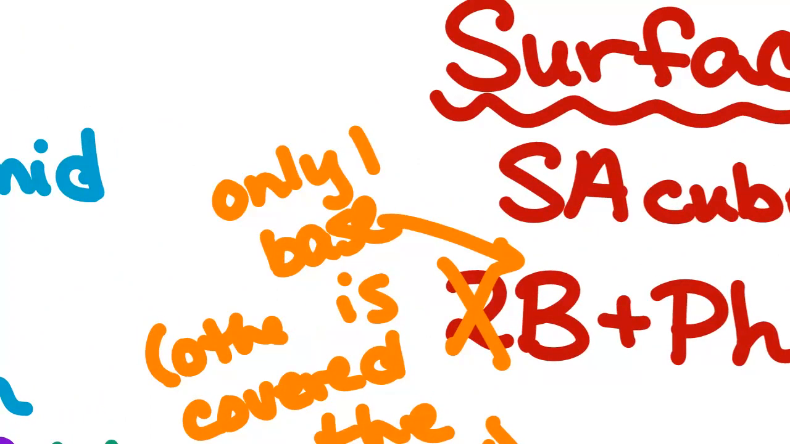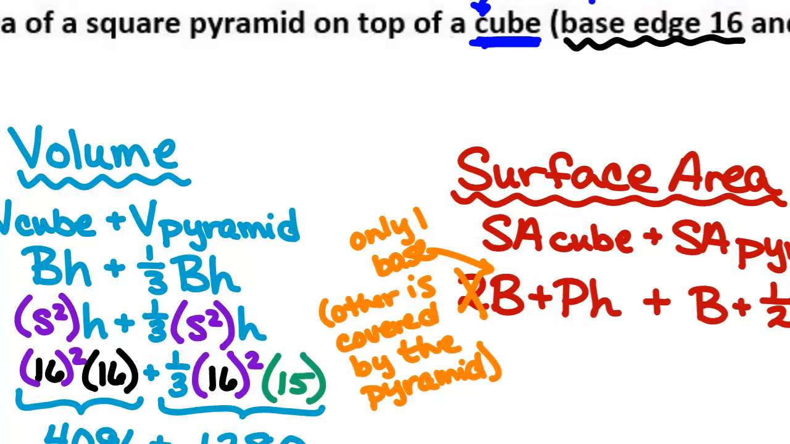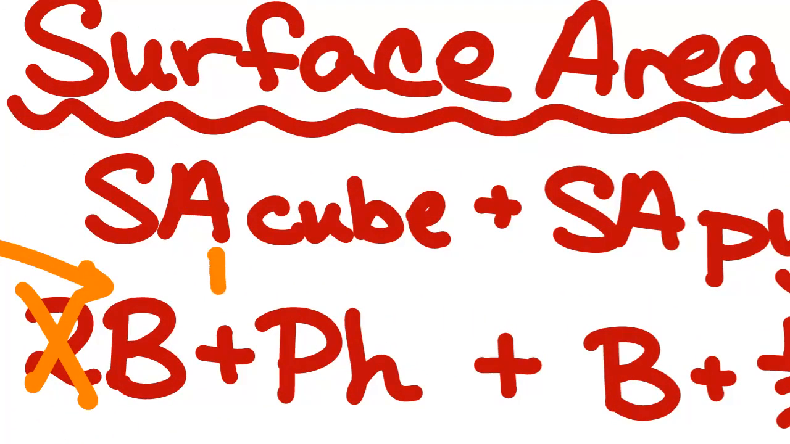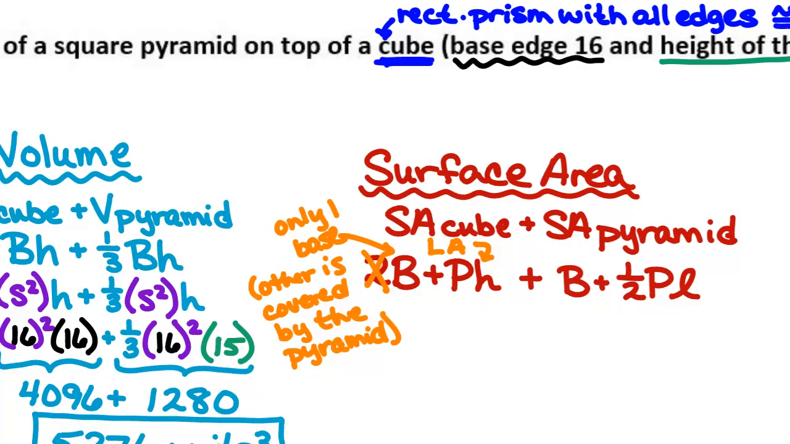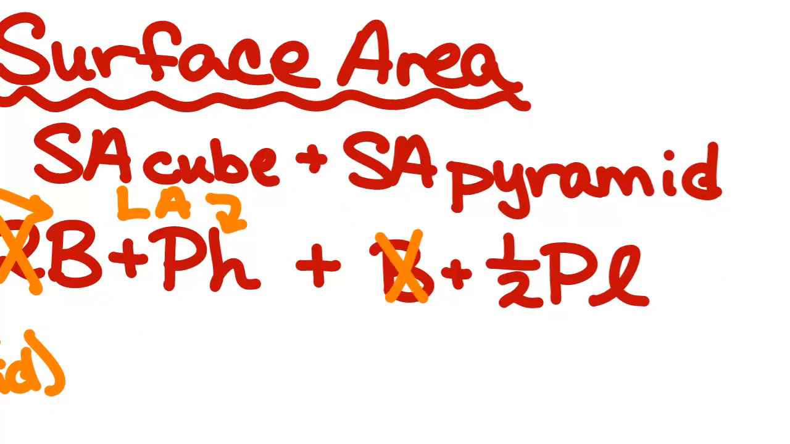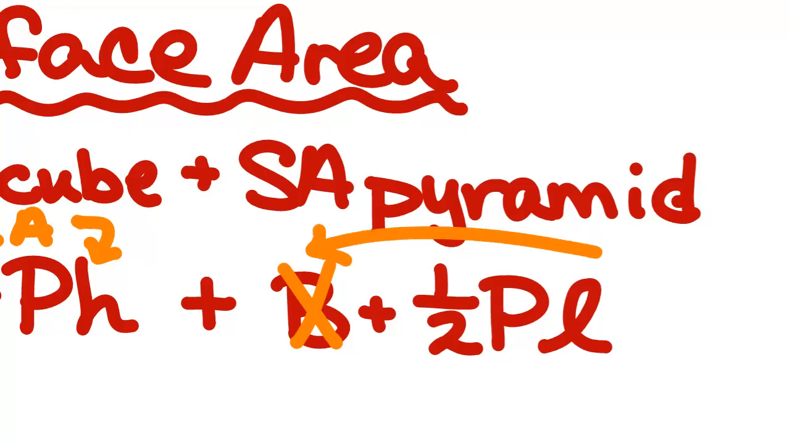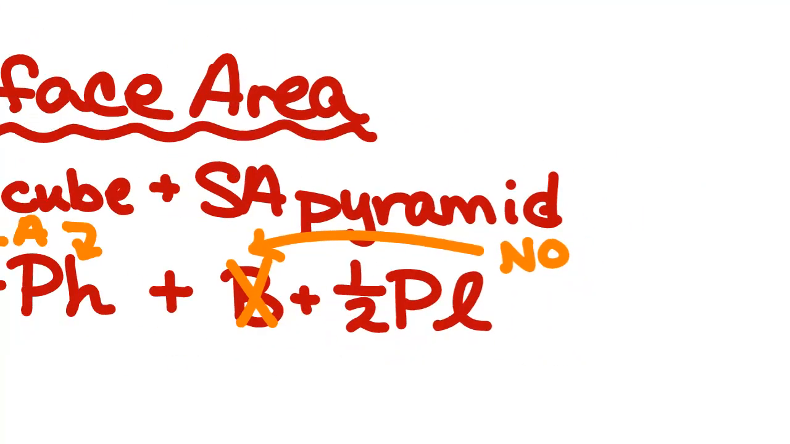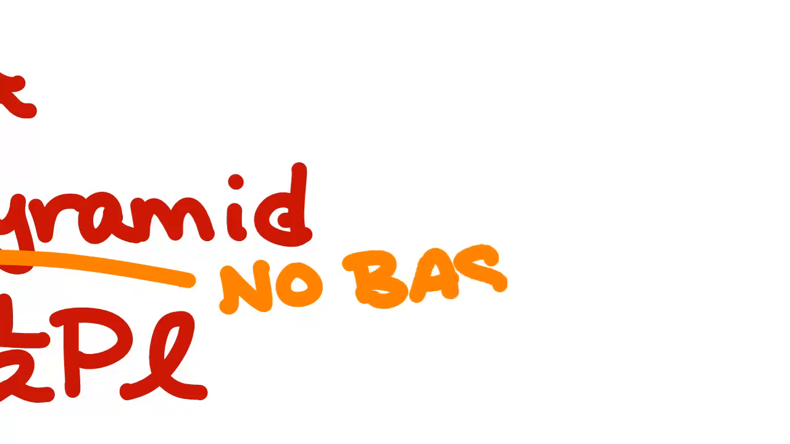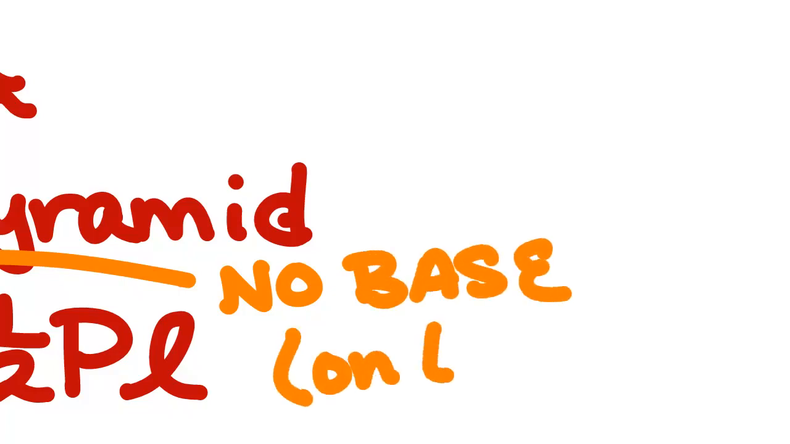Do we need the entire lateral area of the cube? Do we need all the sides of the cube? Yes. We need all of this space here. We have the base on the bottom. We have this space here. But we don't need the top base. So we need all of the lateral area. Do we need the base of the pyramid? Is the base of the pyramid on the surface of the object? No. No base. It is on top of the cube.